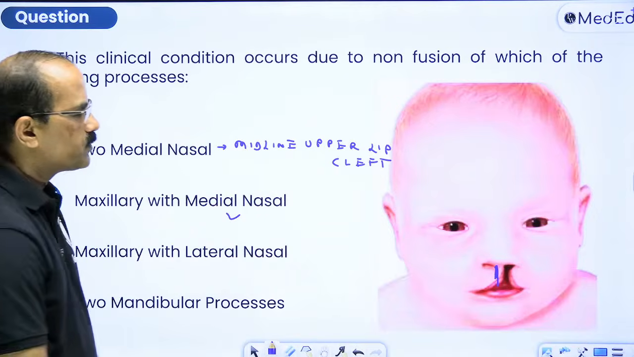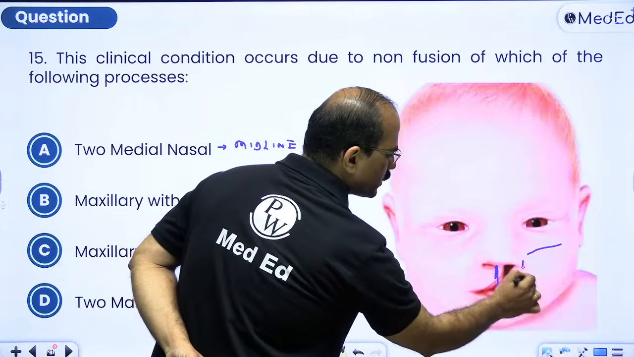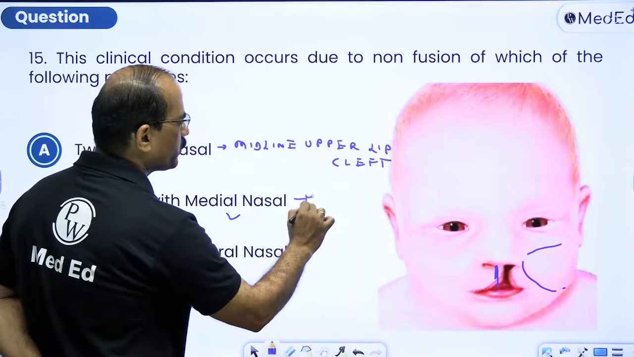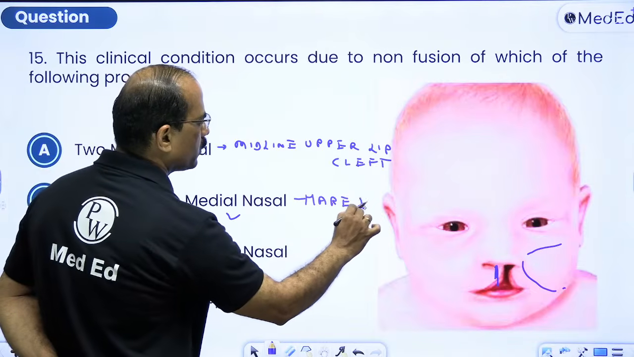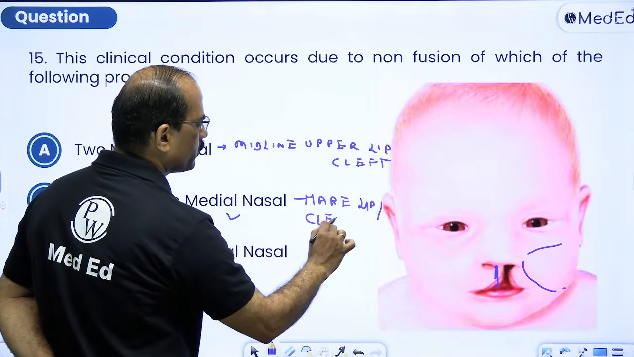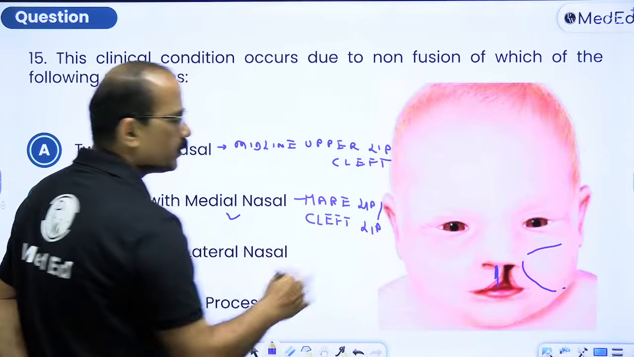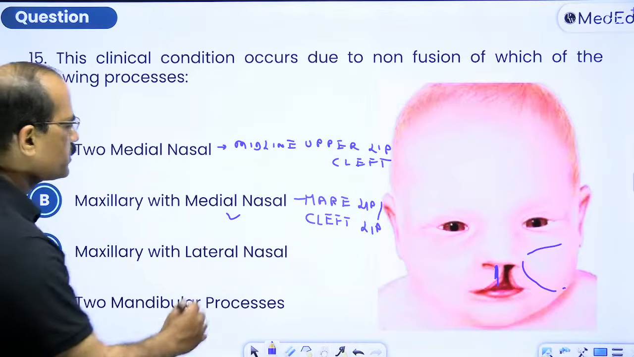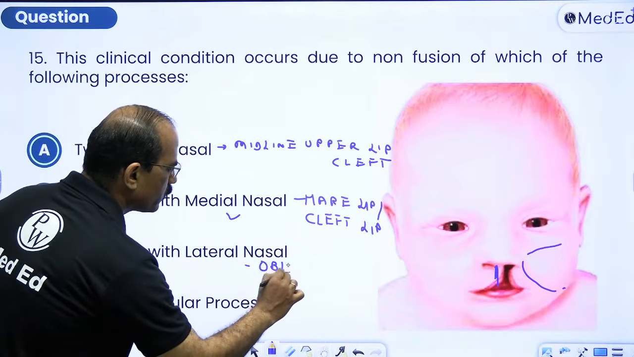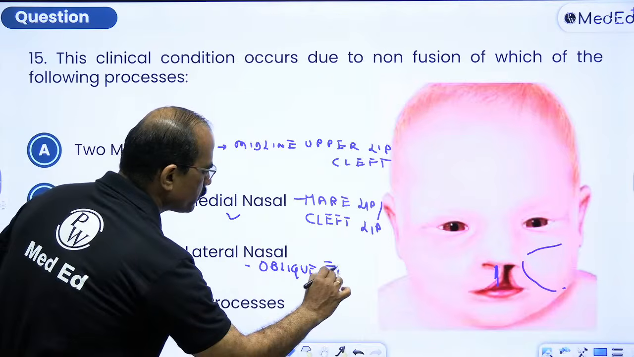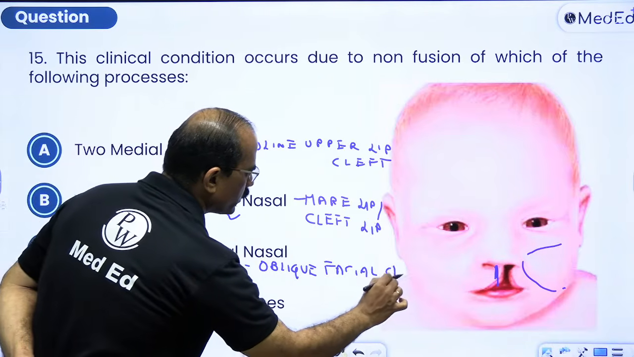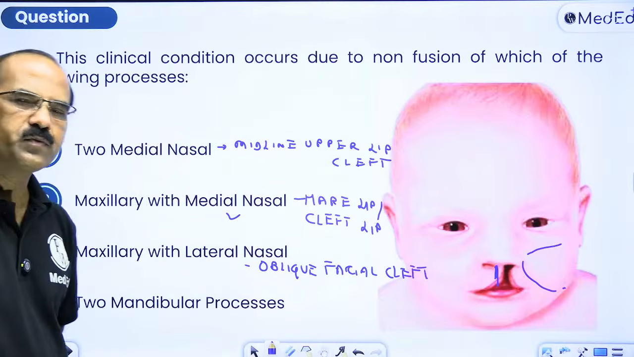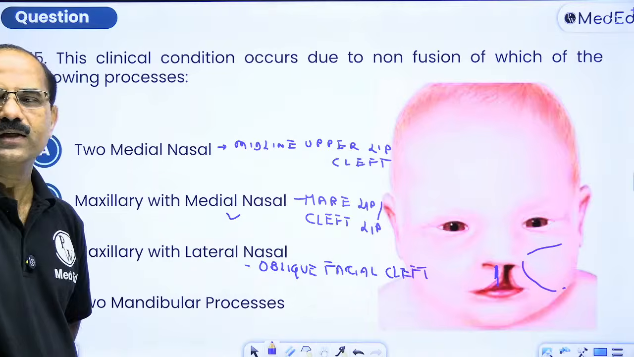Maxillary with medial nasal process. This is the maxillary process. If the maxillary process does not fuse with the medial nasal process, you get a hair lip or cleft lip. Okay? If the maxillary process does not fuse with the lateral nasal process, you get an oblique facial cleft.